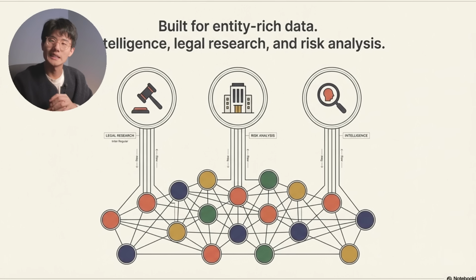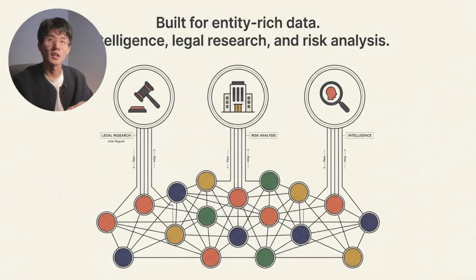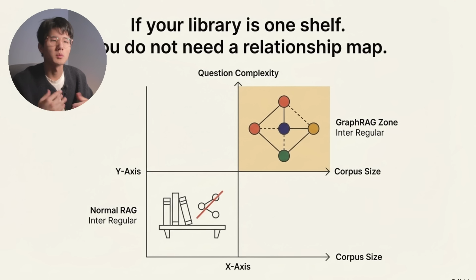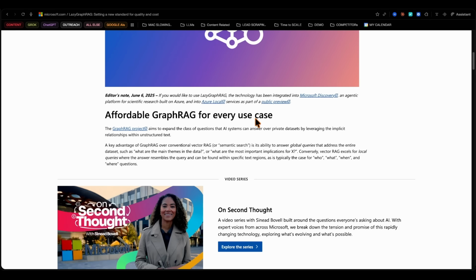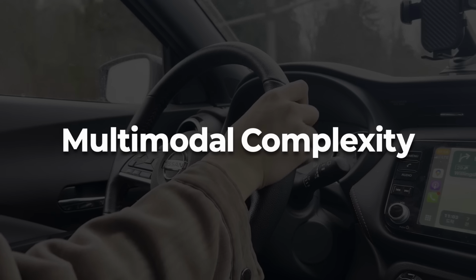When you have very entity-rich data, like legal search, intelligence teams, or risk analysis, that's when you need Graph RAG. But if all you need is a simple FAQ or single document lookup, a small corpus, if your library is just one bookshelf, you do not need this relationship map. There's also something called Lazy Graph RAG, which was developed by Microsoft. If you're interested in it, you can look that up.